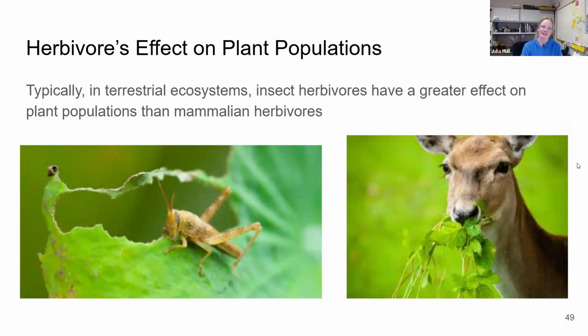So the predators of plants are given the nice name of herbivores, and insect herbivores tend to have a larger effect on the plant population compared to large mammalian herbivores. And that's just because there's more species and more individuals of insect herbivores than there are mammalian herbivores. So there's just more biomass of bugs that are going to eat plants than mammals that are going to eat plants. So they're going to have a greater effect on those population dynamics.